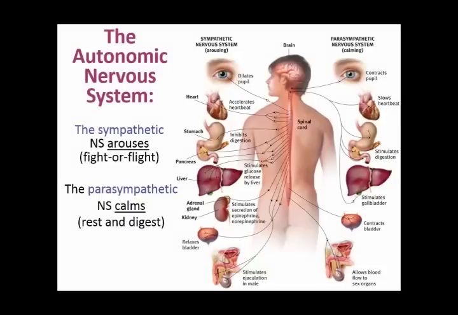Again, I'm going to hope this is in a different context than the one I used as my example, because that's what causes erection and lubrication in females. So hopefully this is a different context. But the idea is you've got these two components of your nervous system that are designed to either arouse you or to calm you back down.